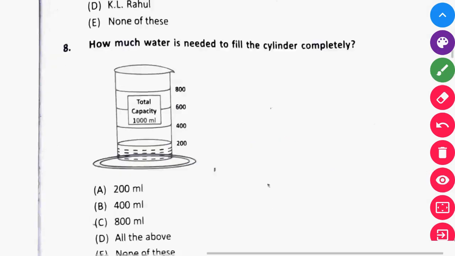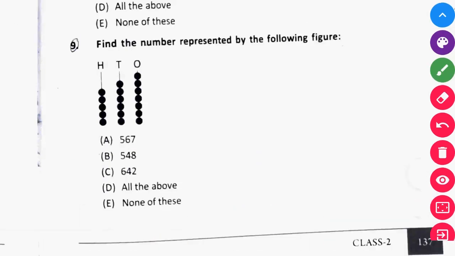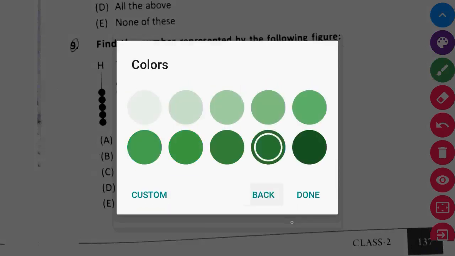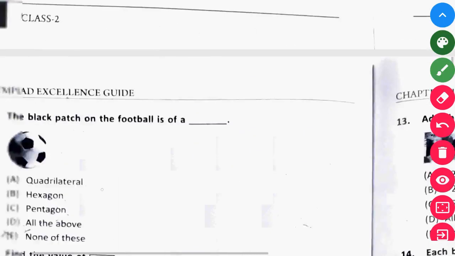Simple subtraction is there. Now find the number represented by the following figure. Now beads are there inside it. Now see, this is the 100 place. So how many beads are here? 1, 2, 3, 4, 5. So 5 should be there at the 100 place. So maybe these two are the answer. Now how many beads are at the tens position? 1, 2, 3, 4, 5, 6. So your answer is A. 5, 6, 7. Okay. Now the next one.